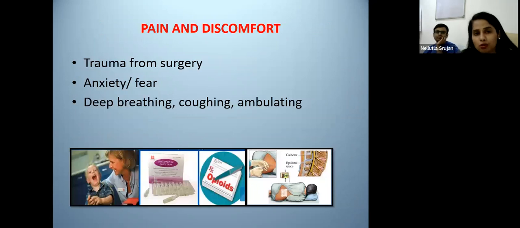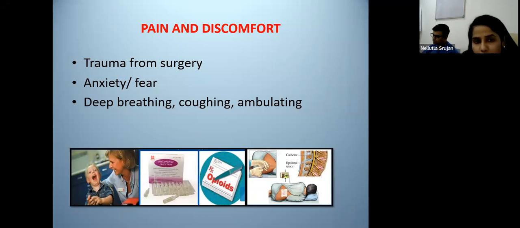Then we can also consider some complications like pain and discomfort. Definitely, pain is the first important criterion that a nurse has to assess. When we look into the vital signs, the fifth vital sign is pain. So we need to know the patient's level of pain and whether the anxiety and fear have come down or not. Deep breathing exercise, coughing, ambulation, and diversional therapy are also important for the patients.